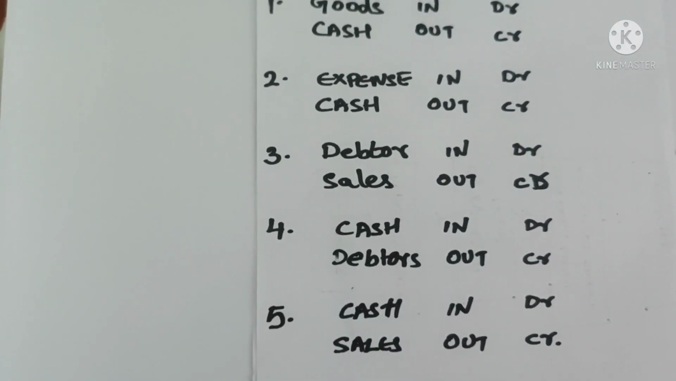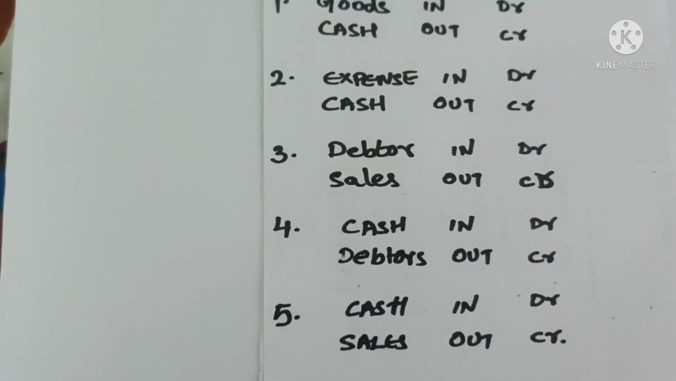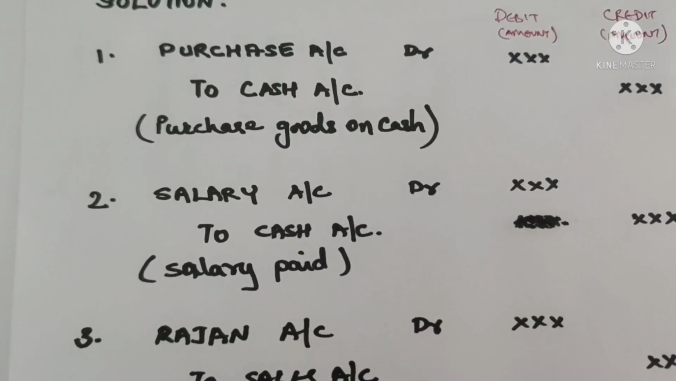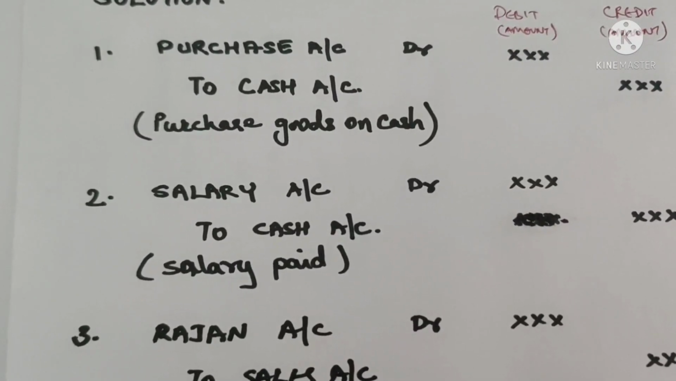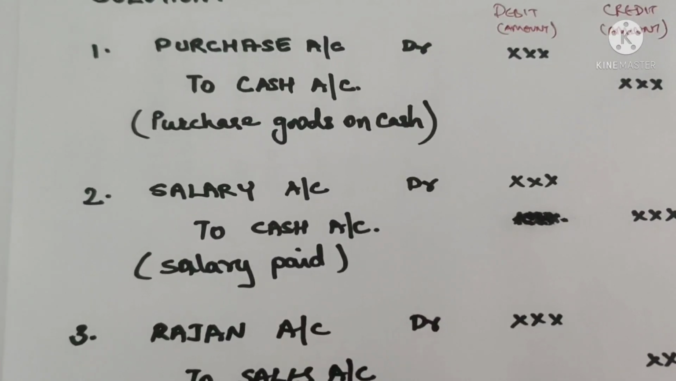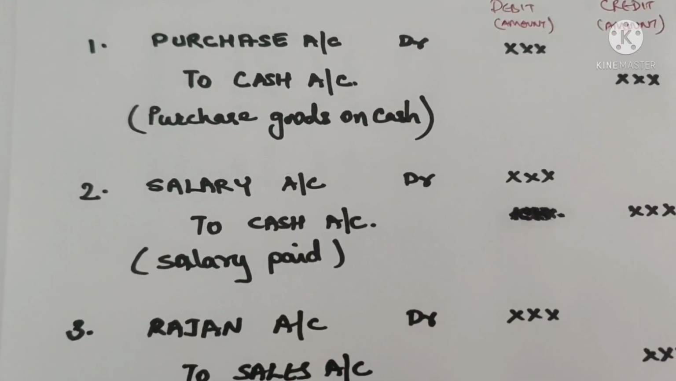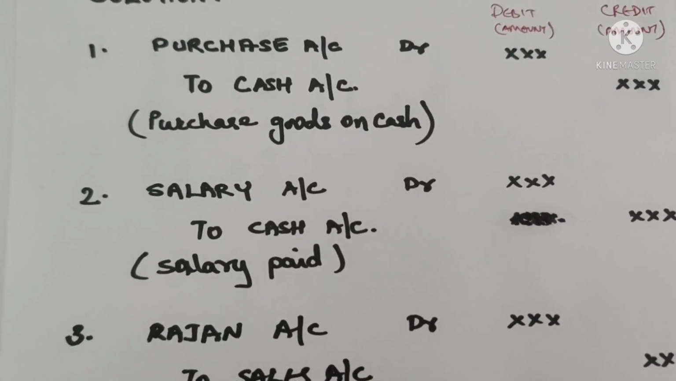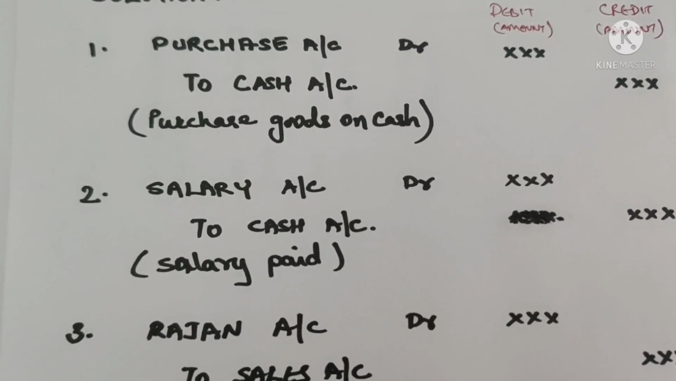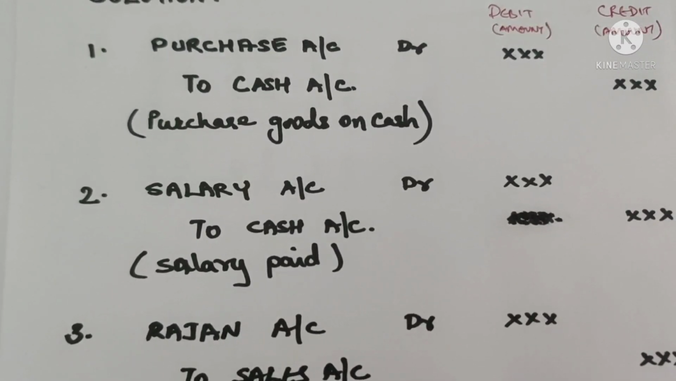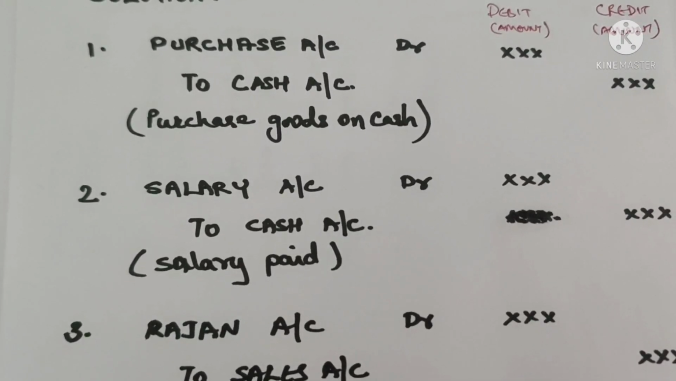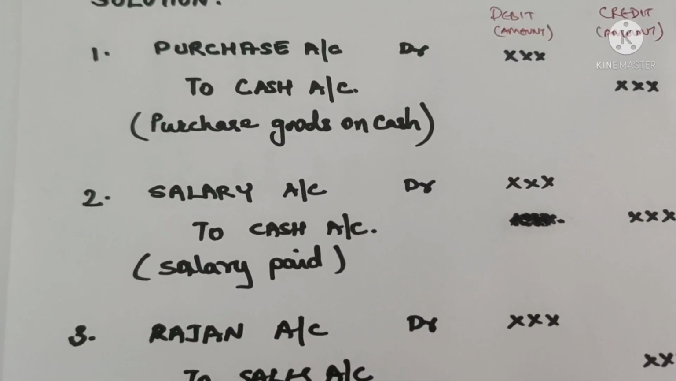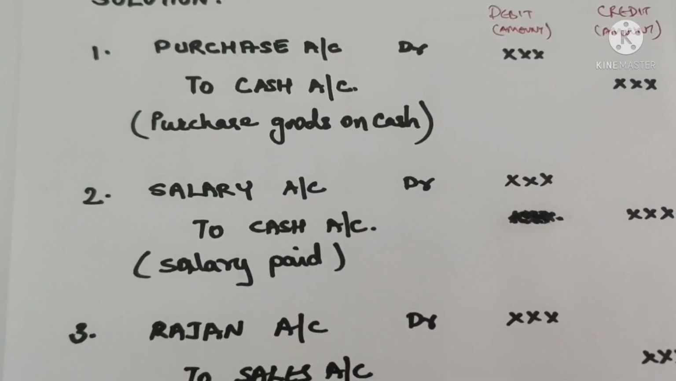So now let us see the solution for the examples. On screen you can see purchase account DR, debit to cash account. You will have two columns, debit column and credit column. When you debit the purchase account, you will write the amount in the debit column, and when you credit any account, you will write the amount in the credit column. And you have to write narrations also for each and every transaction when you pass a journal entry.